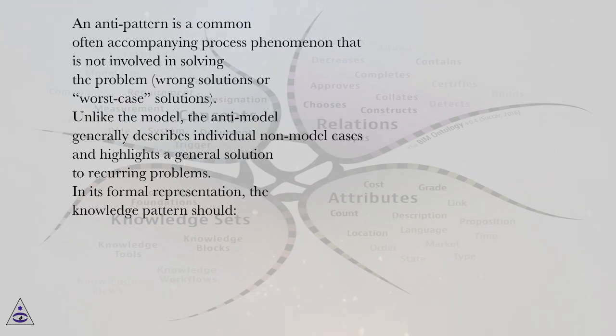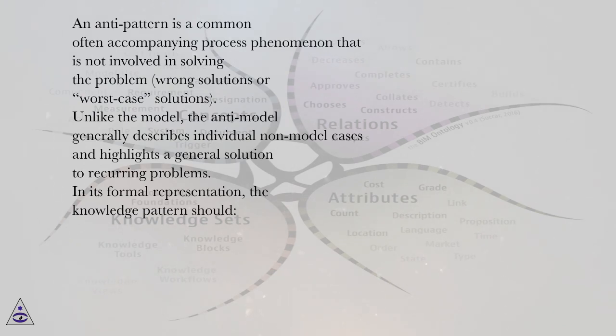An anti-pattern is a common, often accompanying process phenomenon that is not involved in solving the problem: wrong solutions or worst-case solutions. Unlike the model, the anti-model generally describes individual non-model cases and highlights a general solution to recurring problems.